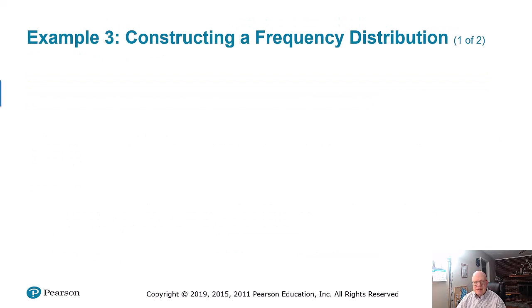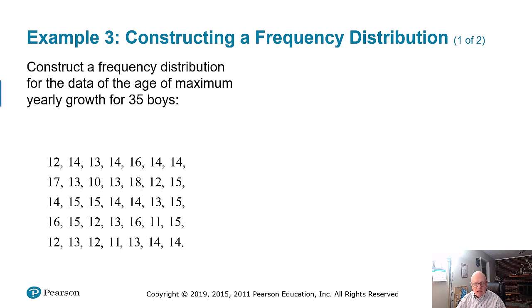Next, frequency distributions. How do you create a frequency distribution? Well, here are some numbers that we've got. We've got the age of maximum yearly growth for 35 boys. In other words, how old were they when they grew the most when they were children? Now, these are not in order. Take note of that. We've got 12, we've got 16 here, 11 here. They're all scrambled. This looks like raw data.